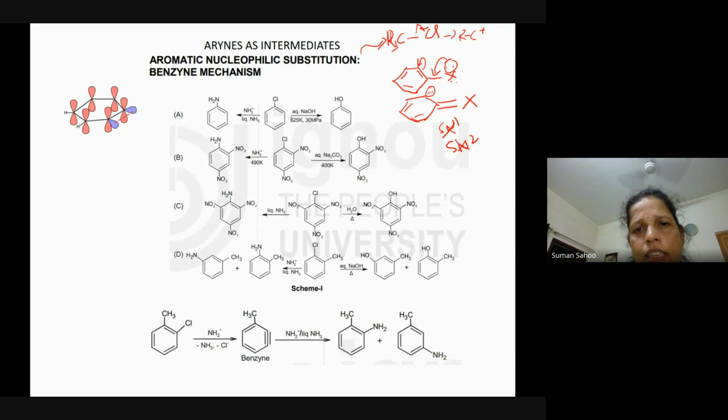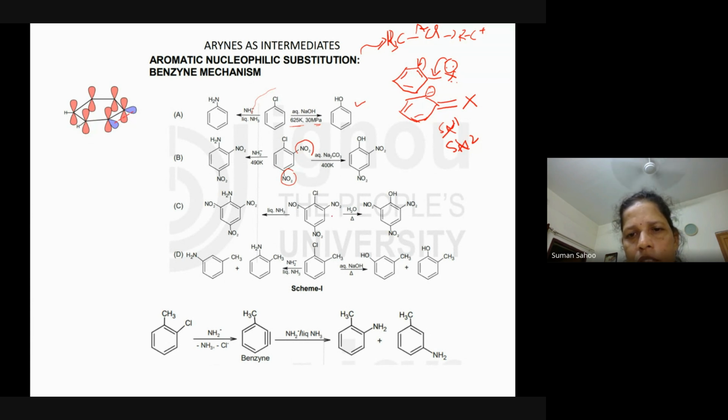As you can see here, when we use chlorobenzene, we have to use 625 degrees Kelvin, so high temperature and high pressure, and it gives you this product. And when we use a very strong nucleophile, that is amide NH2 minus in liquid ammonia, that gives you the product. But when we put two highly electronegative groups, that is nitro groups, at the ortho and para positions, the reaction proceeds more smoothly.